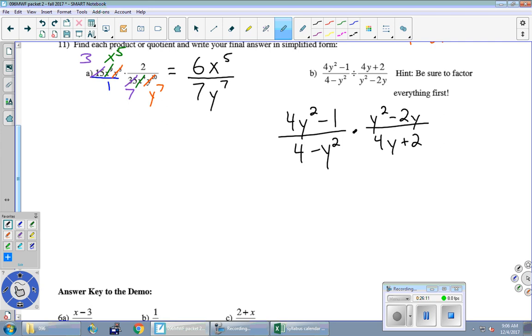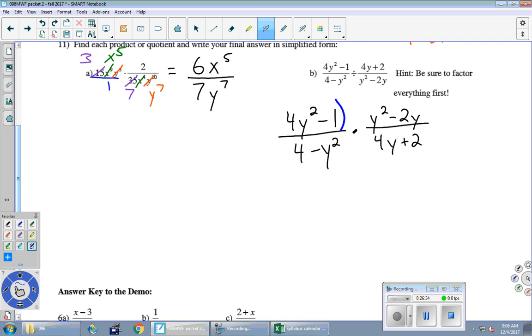Okay, can I cancel, for example, the y squareds here and here? No, they are near subtraction symbols. Can I cancel the 4s? No, they are near subtraction symbols. Same deal on the second fraction. Subtraction, addition, no good. What you could do is make one fraction where you multiply straight across.